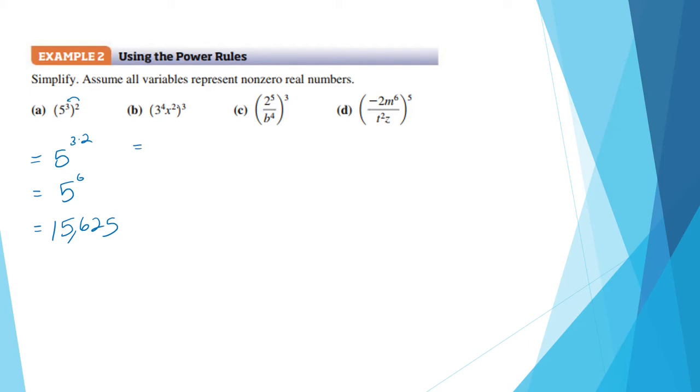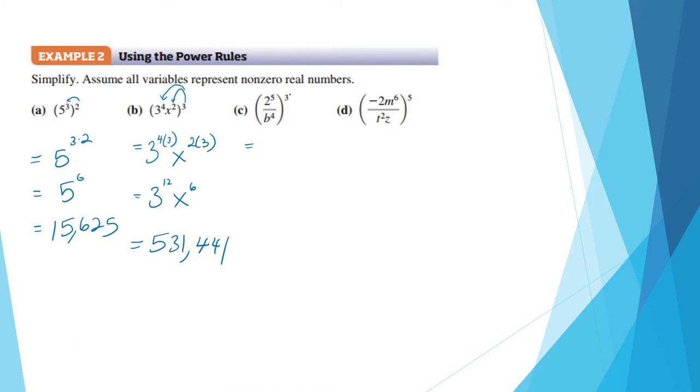For part B, we're going to distribute this 3 to each of the exponents. We're going to multiply this to each of the exponents. So we have 3 raised to the 4 times 3, and x raised to the 2 times 3. This is equivalent to 3 to the 12th, x to the 6th. Now we could use 3 to the 12th on our calculators. This is equal to 531,441.